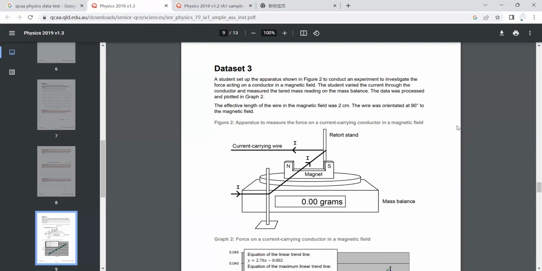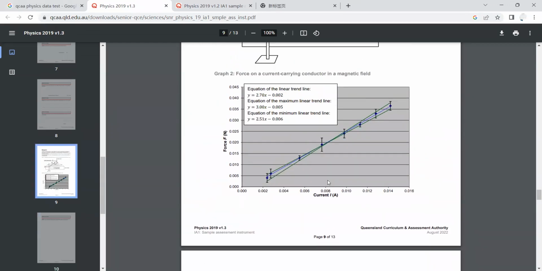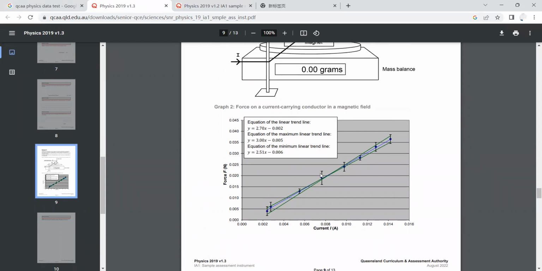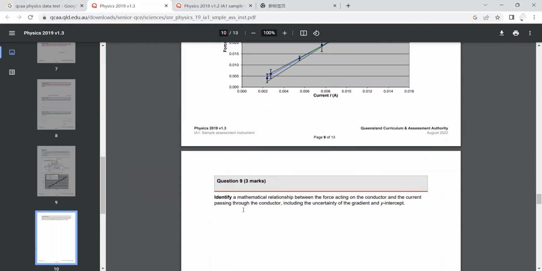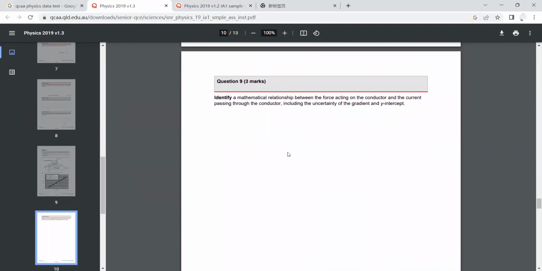Let's see. This is the data they obtained. The horizontal axis is the current, the vertical axis is the force, and they obtained three lines. First one: identify the relation between the force acting on the conductor and the current passing through the conductor, including uncertainty of the gradient and the y-intercepts.